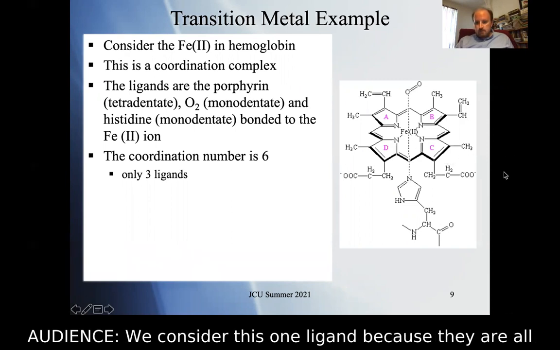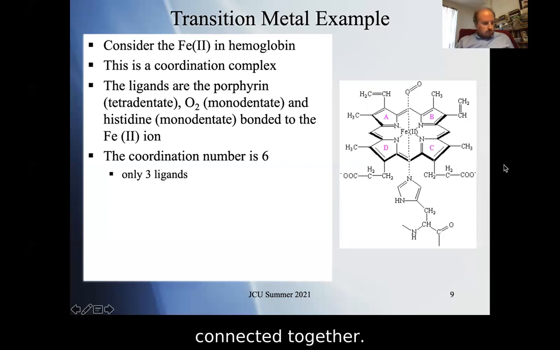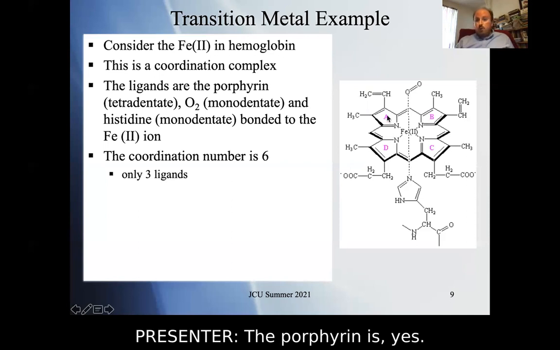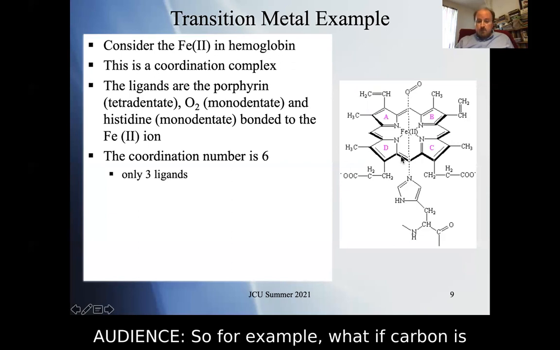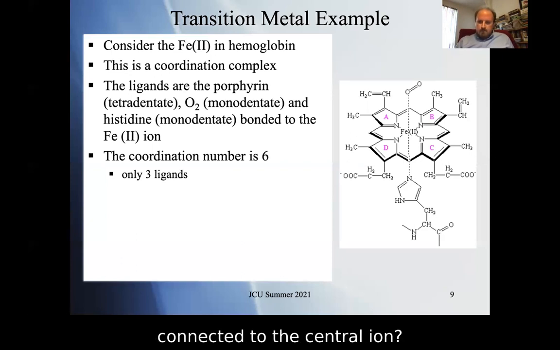We consider this as one ligand because they are all connected together. The porphyrin is, yes. So, for example, in this big, plain molecule, what if there's a carbon connected to the central ion? What will change in this case?